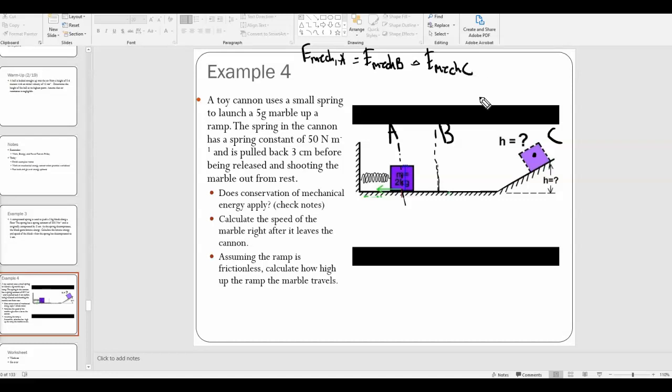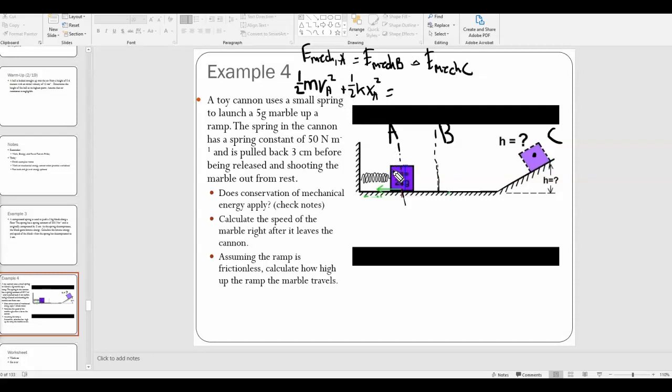Okay, so let's start with Emech A. I expand out Emech A. What type of energies do I have at point A? Well, mechanical energy is kinetic energy plus potential energy. So Emech A, the kinetic energy would be 1/2 mVA squared plus the potential energy. Based off of the picture, if it's on the ground, and let's say that's the reference point, there's no gravitational potential energy, there's only spring potential energy. And so that's going to be 1/2 k xA squared. All of that is the mechanical energy at A when the spring has been pulled back 3 centimeters.